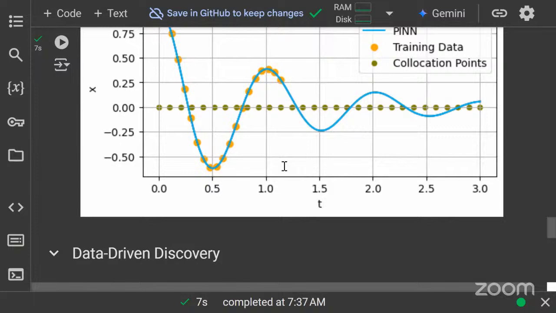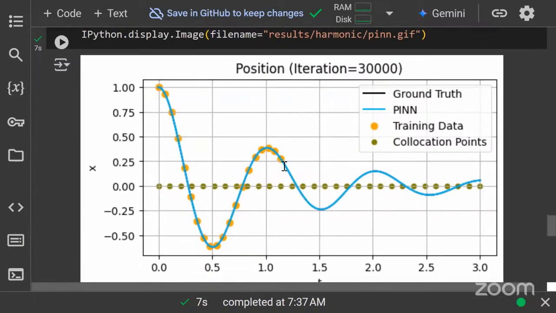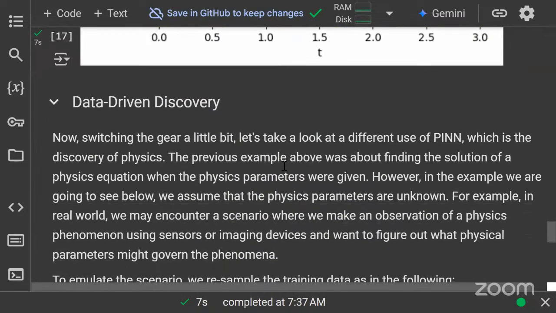The first part that we just saw is the solution of a given differential equation. So PINN can be used for solving a differential equation to find the solution function like that. But PINN could also be used to discover the equation itself. But I guess for this one, we're going to come back on Monday and take a look.